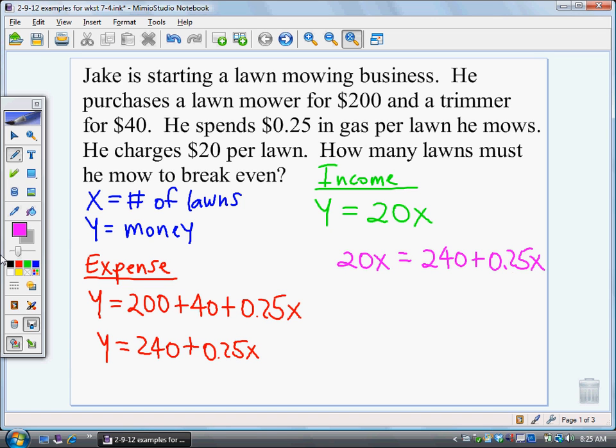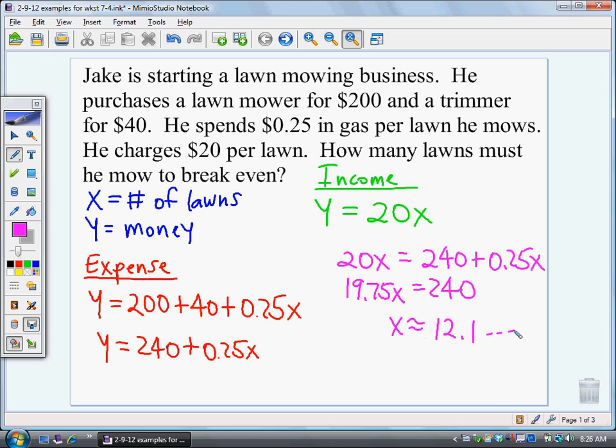Break even just means it's the point where your income is the same as your expenses, and for business at that point when you break even you begin to make money. Solving the equation, you just subtract 25 cents X, give you 19.75X is equal to 240. And then when you divide that, X is approximately equal to 12.1, on and on and on.